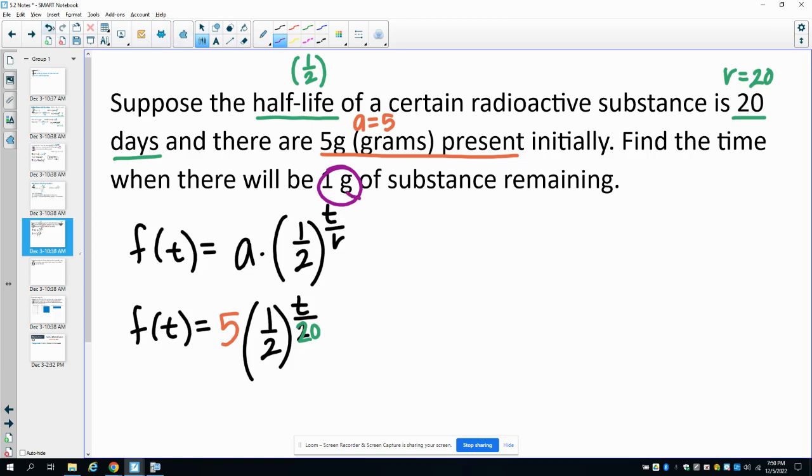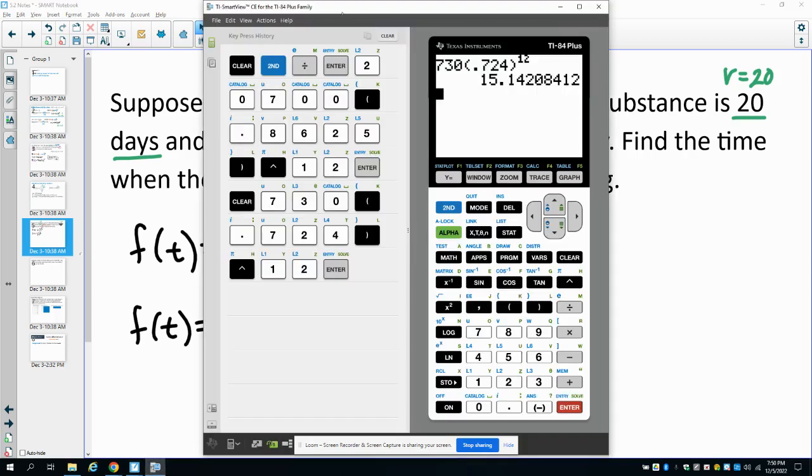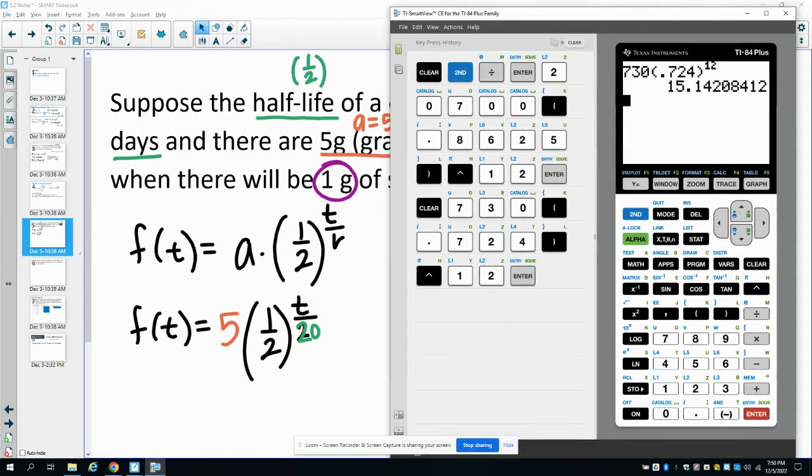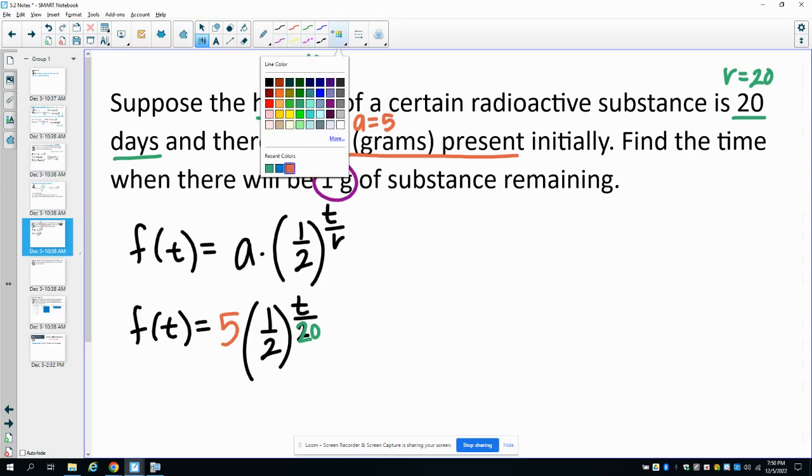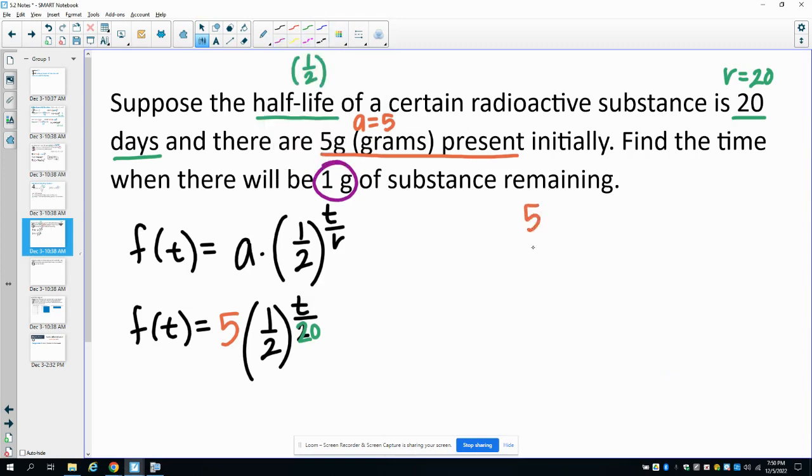You can do this by putting this in your calculator. You could just sit and guess and check, but I would probably not do that because I don't like to guess and check. This is how often it cuts in half, and we started with 5. After 1 half-life, it's going to be at 2.5. If we cut that in half again, it's going to be at 1.25. I'm just dividing by 2. And if I cut that in half again, when I divide 1.25 by 2, I get 0.625.